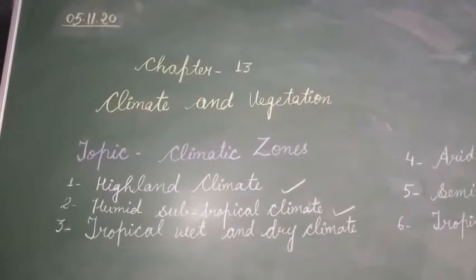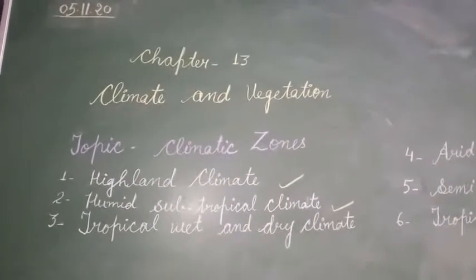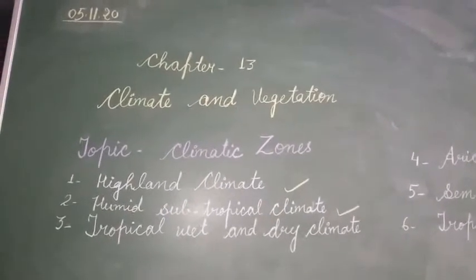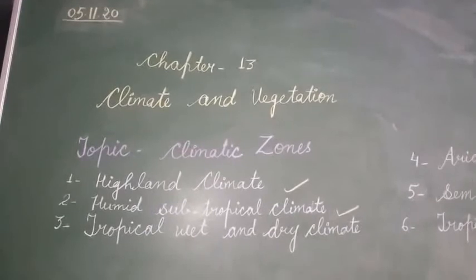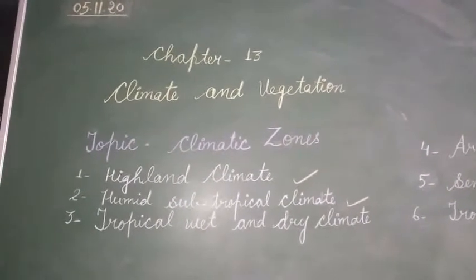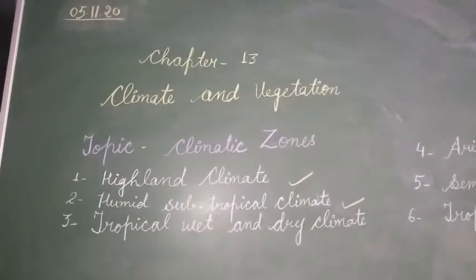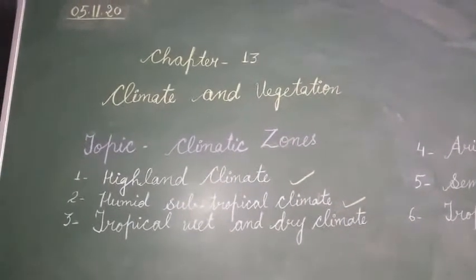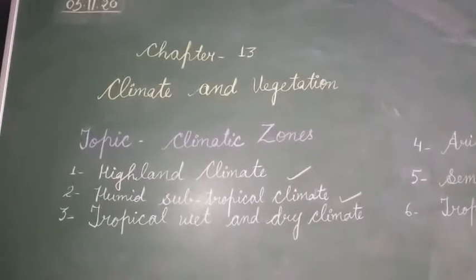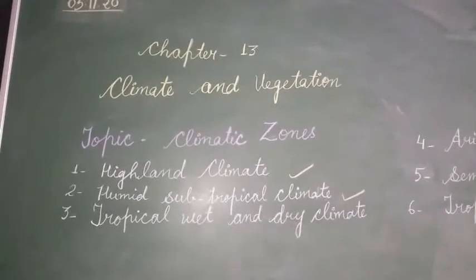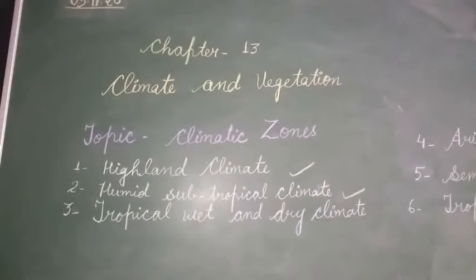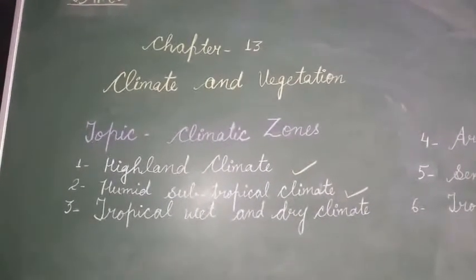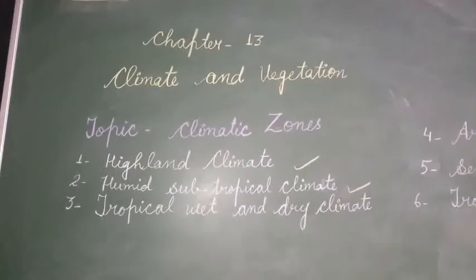There is a lot of variation in the amount of rainfall received in the areas which experience this climate. Some areas receive less than 50 centimeter rainfall. Some areas experience more than 50 centimeter rainfall like this. This is why a variety of vegetation is found there.